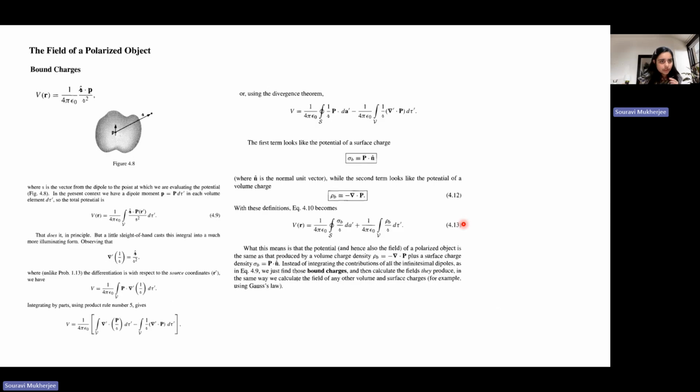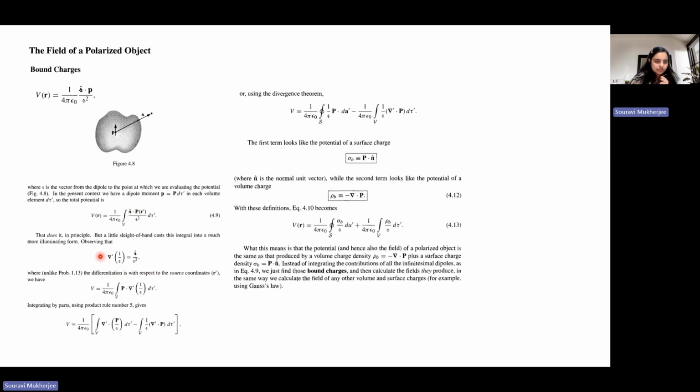For that, what we saw is that this is the expression for a typical dipole p. If you have a dipole p and you want to find the potential at a distance r from the dipole, we know this is the relation. Now, if you consider a polarized object where the dipole moment per unit volume is given as capital P, then you can find the total potential for the polarized object by doing an integration of P d tau over the entire volume.